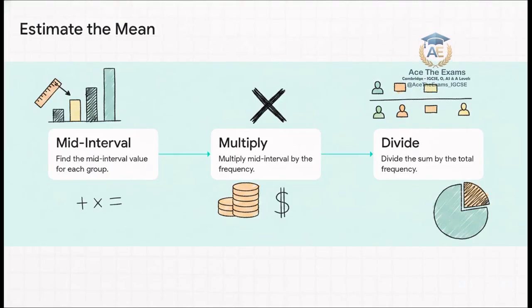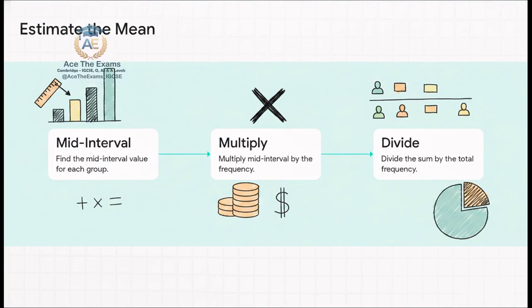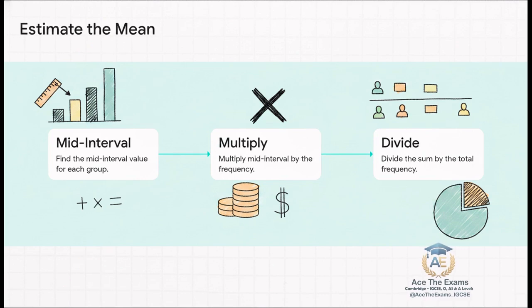Since those exact numbers are hiding from us, getting a perfectly exact mean is, well, impossible. But don't worry, we can mathematically estimate it using a really specific, clever procedure. By assuming all the data within a group takes the exact middle value, like using 274.5 for the 270 to 279 group, we can calculate a highly accurate estimate. Step 1, find the mid-interval value by averaging the lower and upper boundaries of the group. Step 2, multiply that mid-interval value by the frequency. That gives you an estimated total for that specific group. And step 3, add all those totals together and just divide by the total frequency.